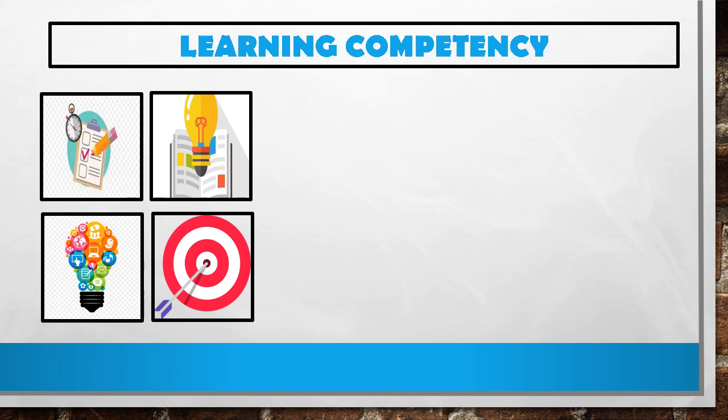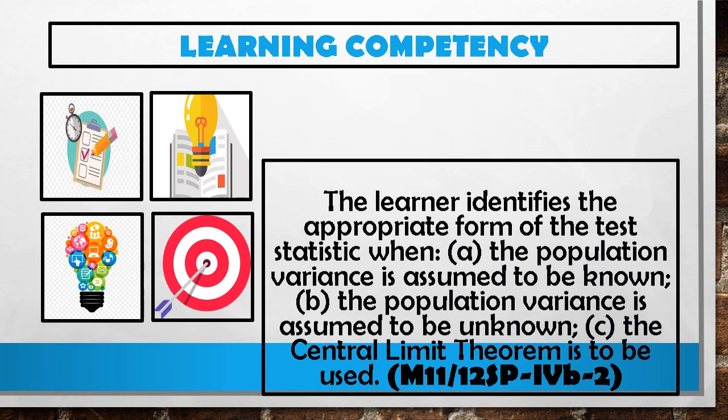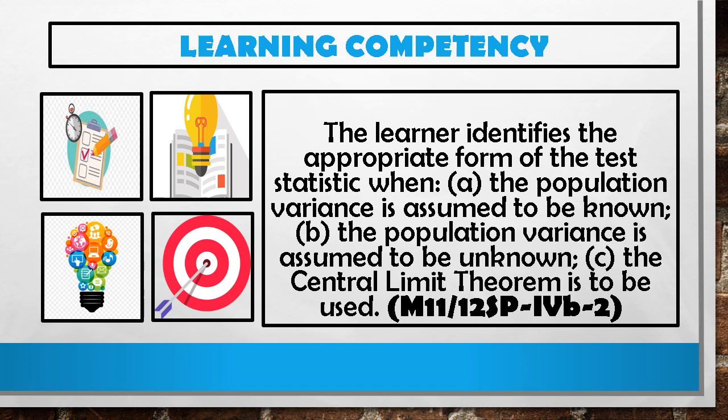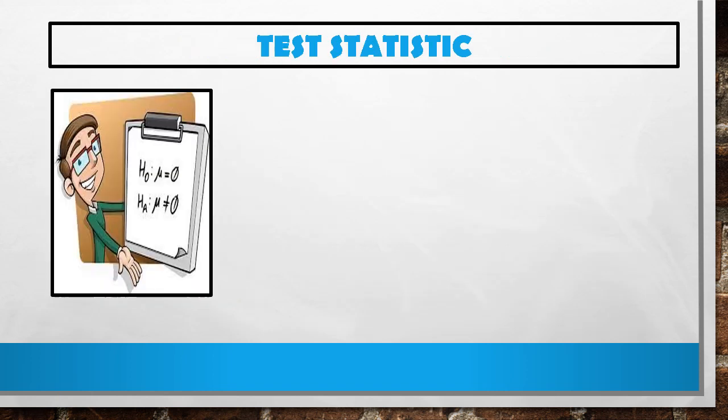Let's have the learning competency at the end, or as you watch this video. The learner identifies the appropriate form of the test statistic when the population variance is assumed to be known, the population variance is assumed to be unknown, the central limit theorem is to be used. So at the end of the video, you will be able to identify the appropriate form of the test statistic.